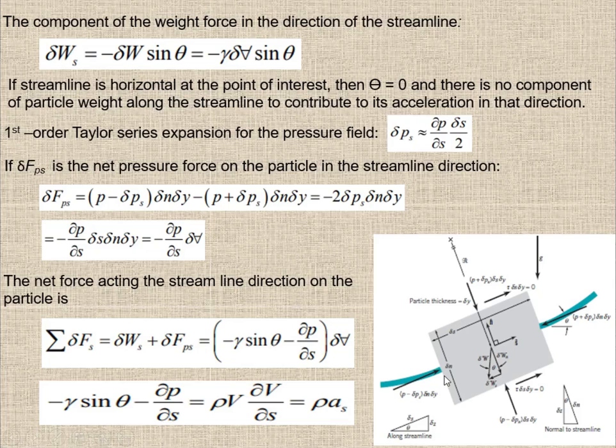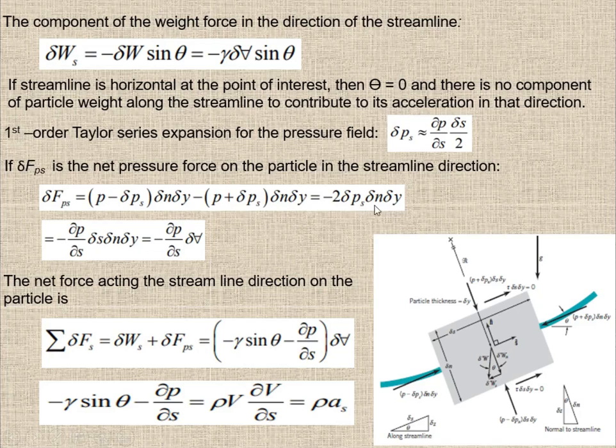Now we are going to see the net pressure force acting along the streamline. This is the negative direction and this is the positive direction. So first, (P minus delta P_s) times delta N delta Y is in the negative direction, so minus (P plus delta P_s) equals this. When we open it up, we will get minus 2 delta P_s times delta N delta Y.